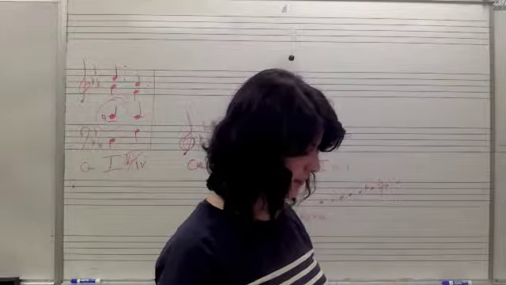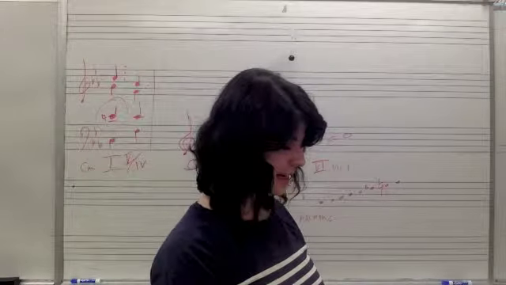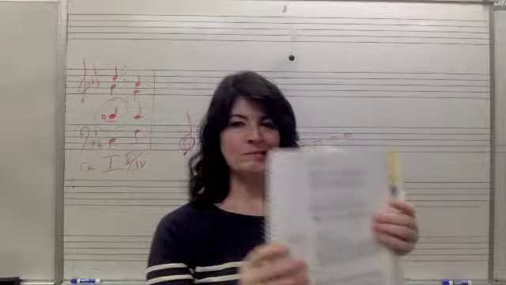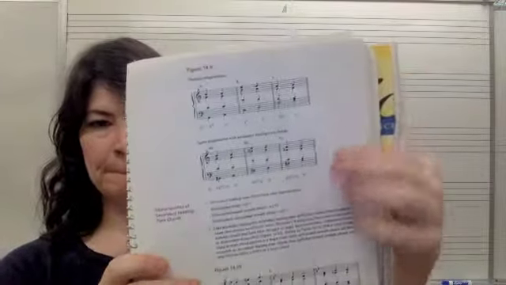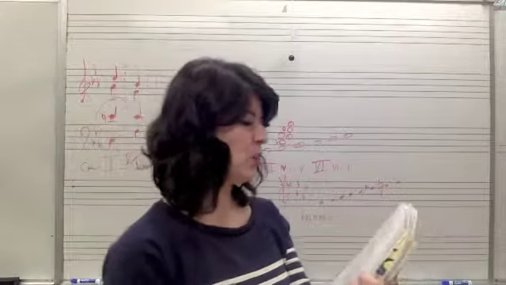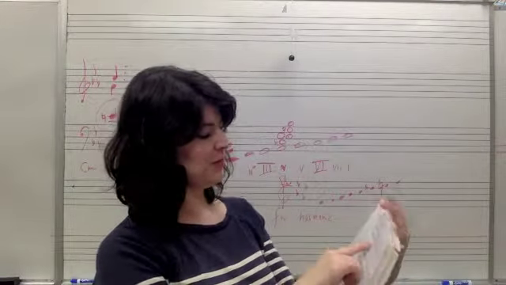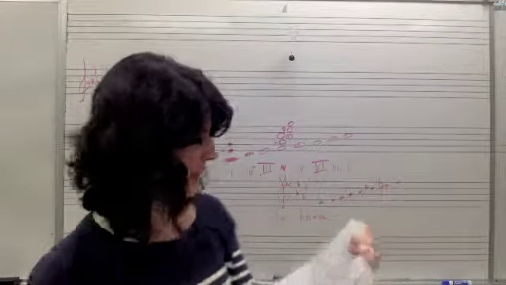So, let's see, figure 14.9. If you look here, this is page 291. We've got some diatonic progressions. So we've got 5, 7 to 6.